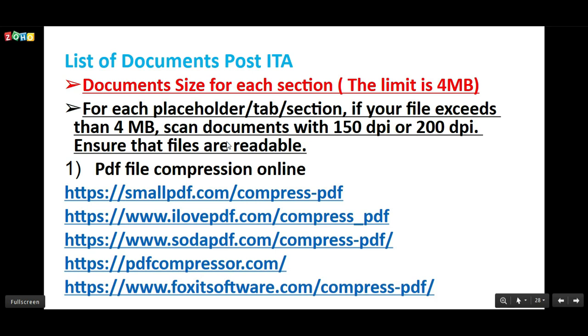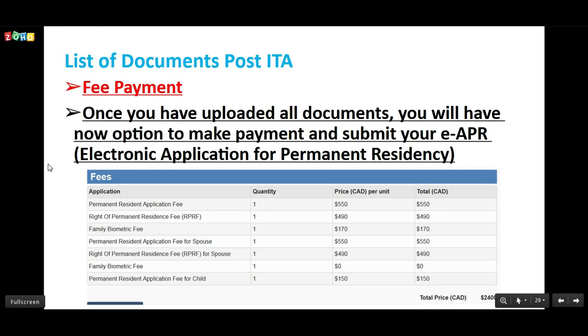They don't want HD files. The immigration officer wants readable files. So you can attach documents which are readable with less DPI also. If you have scanned the documents and want to compress them online, these are some websites you can use for free. You can upload all your documents over here and they will provide you the compressed version of your file, which can be uploaded in your Express Entry submission.